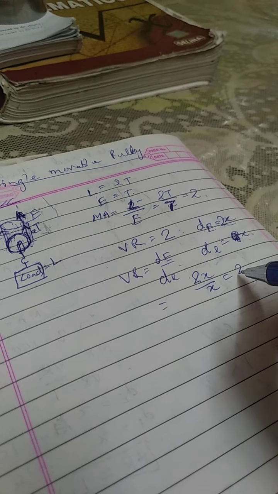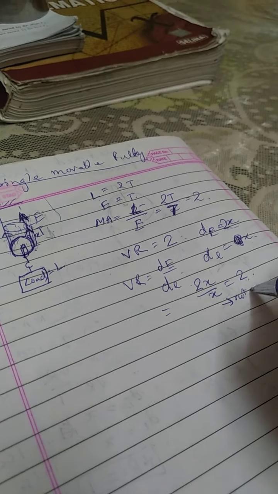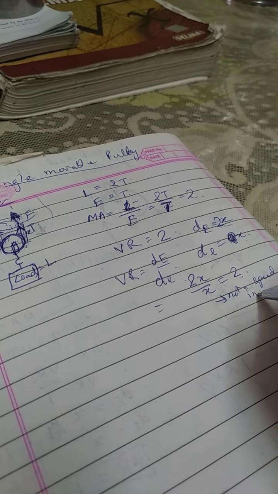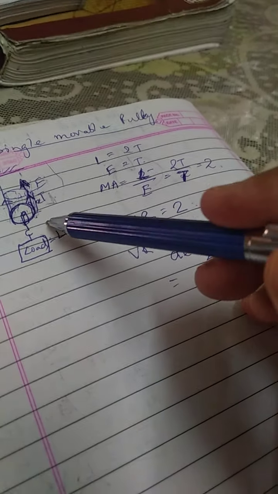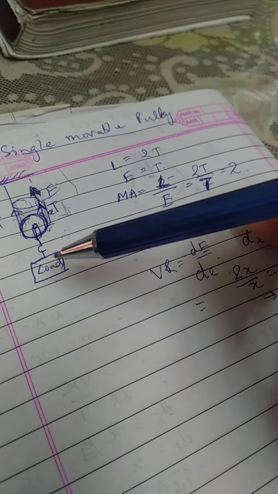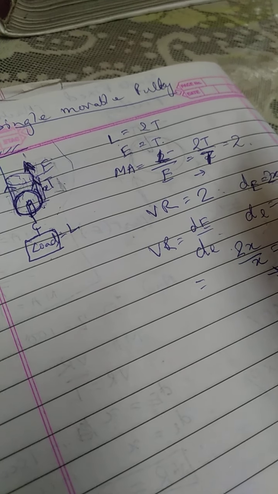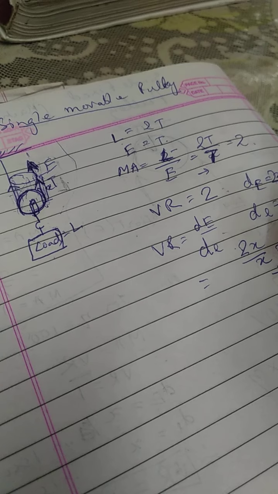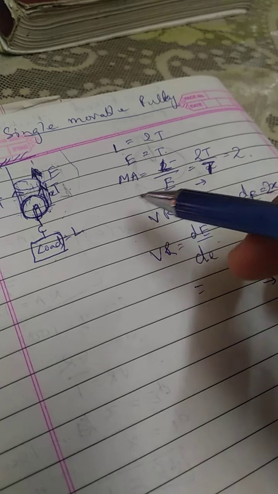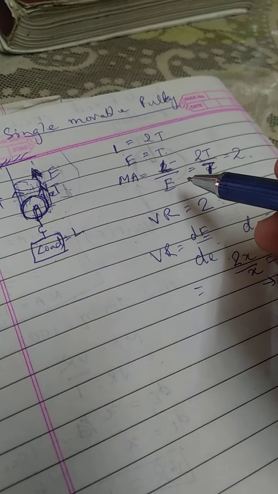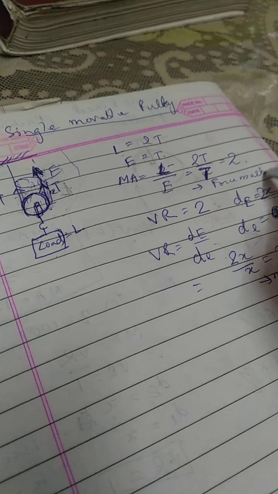So now the velocity ratio is 2. That means it is not a speed increaser, it is a speed decreaser. That is, we are moving 2x distance but the load is moving only x distance, whereas mechanical advantage 2 means that if we have applied 10 kg force as effort, the load moved is 20 kg. Okay, so it is acting as a force multiplier.